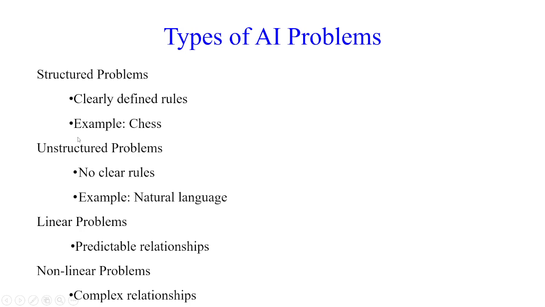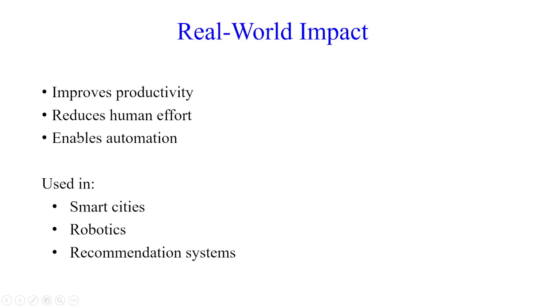Third one is linear problems, which involve predictable and proportional relationships. Regression models can handle these well. The last one is non-linear problems, which involve complex, unpredictable relationships. For example, neural networks are specifically designed to handle them. Understanding which category a problem falls into helps you choose the right AI technique. Next, we'll talk about the real world impact. What is the real world impact?